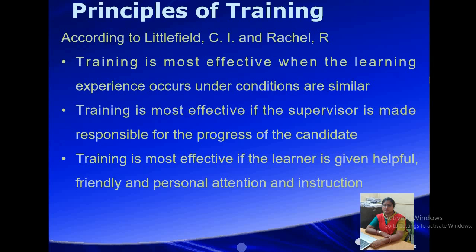Second, training is most effective if the supervisor who trains the employees is made responsible for the progress of the candidate and the overall results of the training process. Third, training is most effective if the learner is given helpful, friendly and personal attention and instructions are also monitored. This creates self-confidence in the employee and the desire to be better.